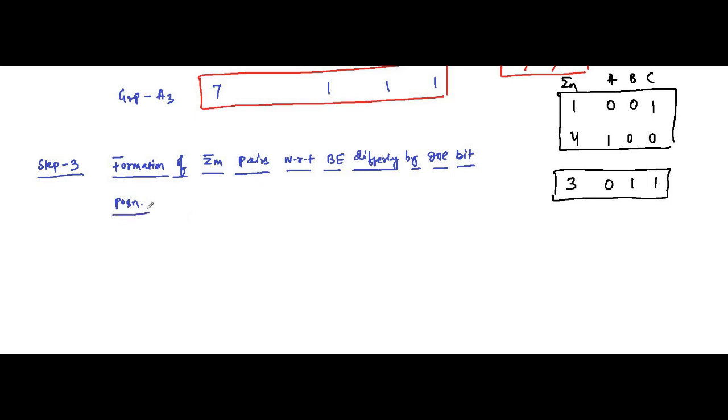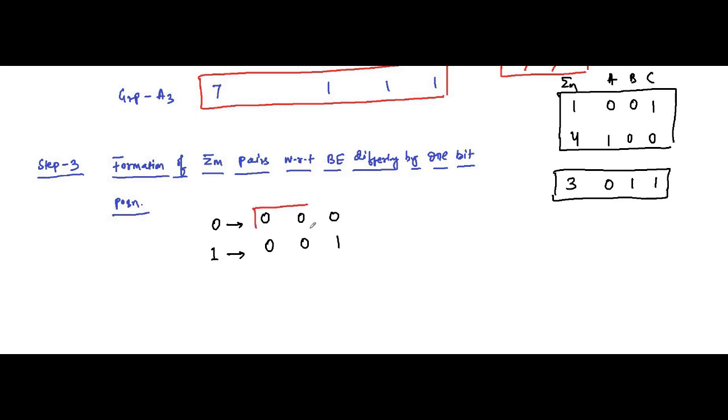So let us try to understand what it means. First I will give an example, then I will be forming minterm pairs. Let us say we have these two binary equivalents, this is for 0 and this is for 1. If you compare these two binary equivalents, 0 0 0 and 0 0 1, you see that they are the same in all respects.